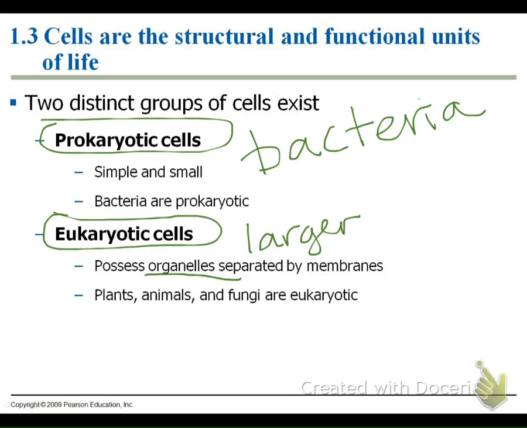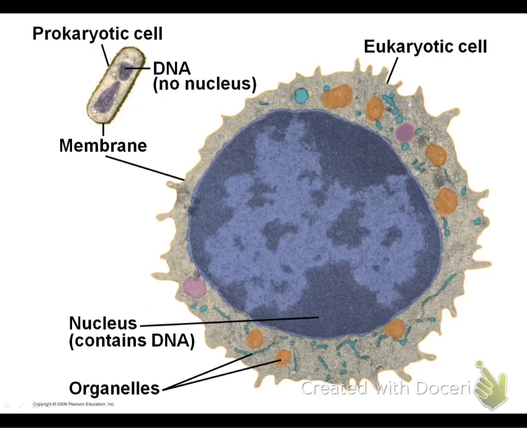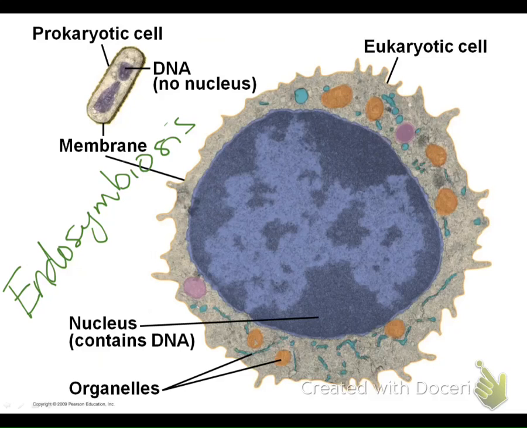Here's just a quick picture that reminds you of the difference in size between prokaryotic and eukaryotic cells. It also reminds you that prokaryotic cells have no organelles within them. Okay, and just as a final reminder, one of my favorite theories in biology is the theory of, you guessed it, endosymbiosis, that helps us explain how eukaryotic cells actually evolved from prokaryotic cells.